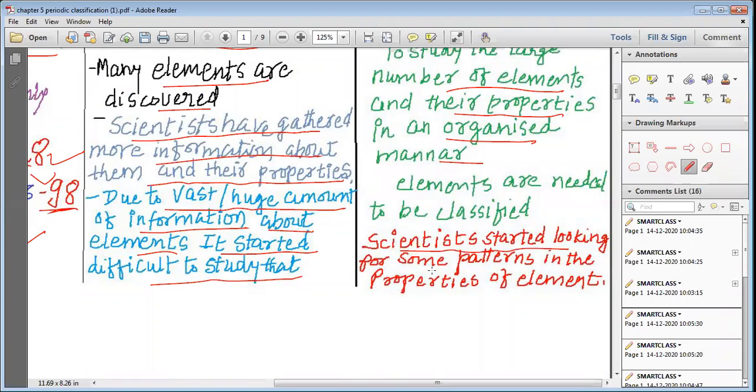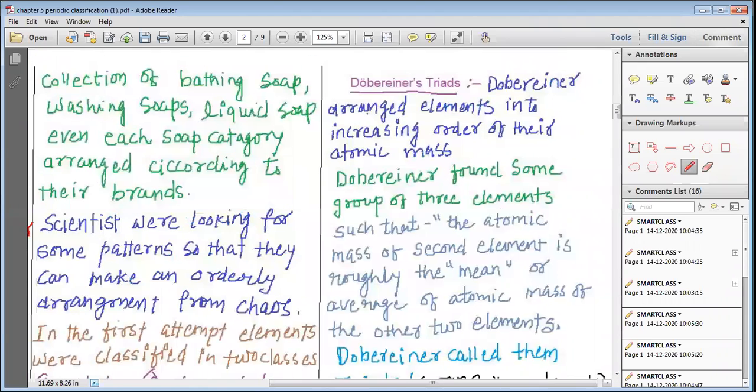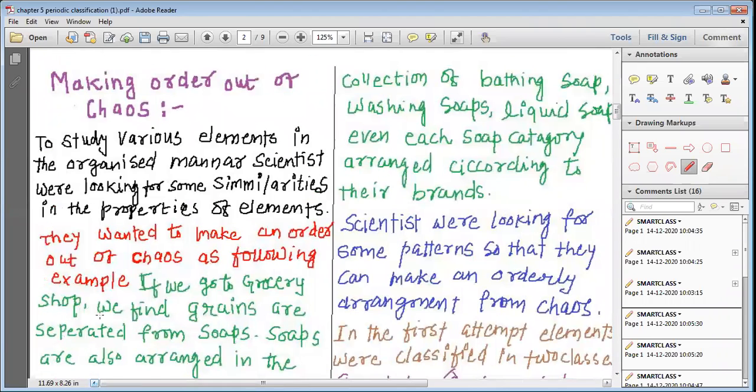Scientists started looking for some patterns in the properties of elements. Now let's move forward and understand how they started arranging the elements, that is, making order out of chaos. To study various elements in an organized manner, scientists were looking for similarities in the properties of elements. They wanted to make an order out of chaos, as in the following example.